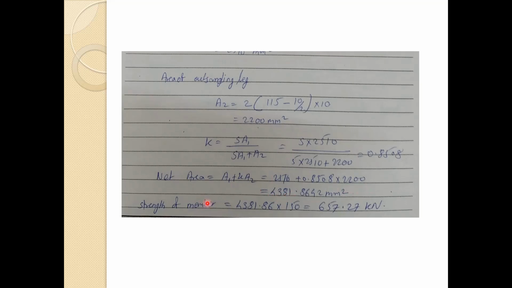By multiplying it, we get the area, 4381.86 mm square, and the strength of the member is that area multiplied by 0.6 Fy, that is 150. So it is 657.27 kilonewton.